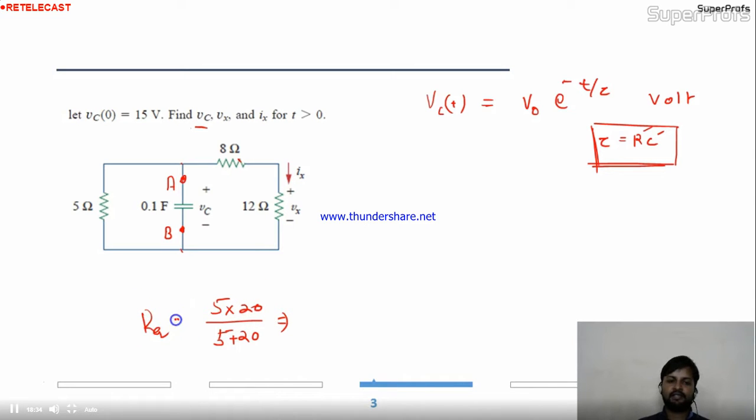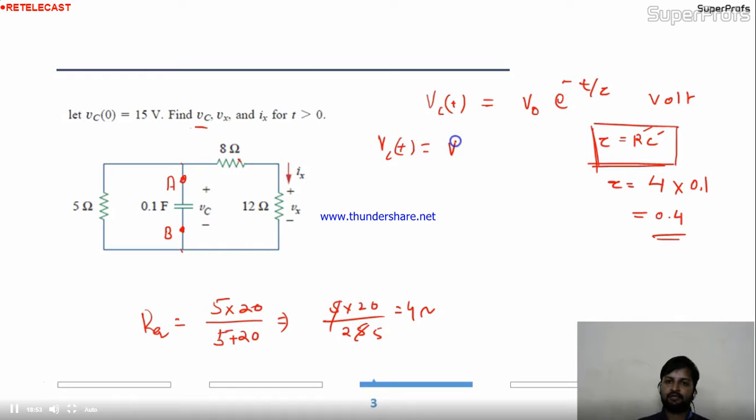This is nothing but the resultant, right? 5 into 20 divided by 25, 5 5s are 25, so this is 4 ohm. So tau is nothing but 4 into 0.1, so this is 0.4. Tau is 0.4. So your equation is Vc(t) = V0 e to the power minus t by 0.4. 1 by 0.4 is nothing but e to the power minus 2.5t.